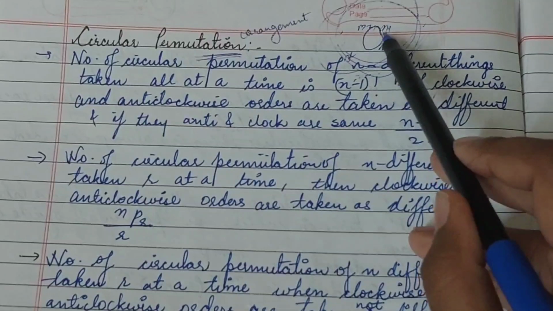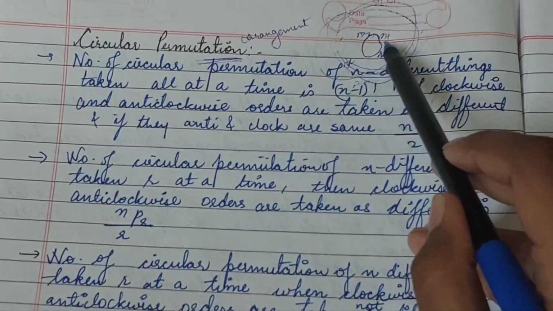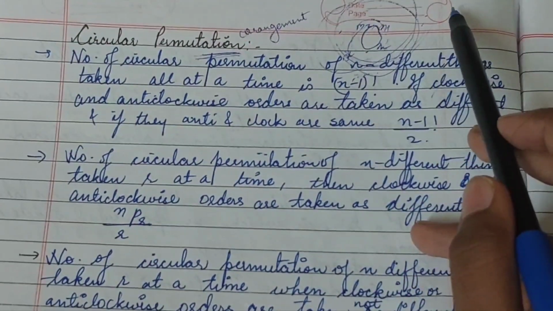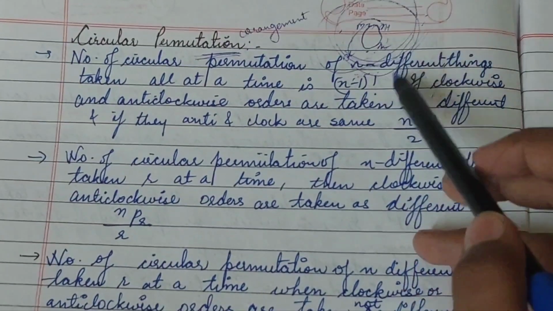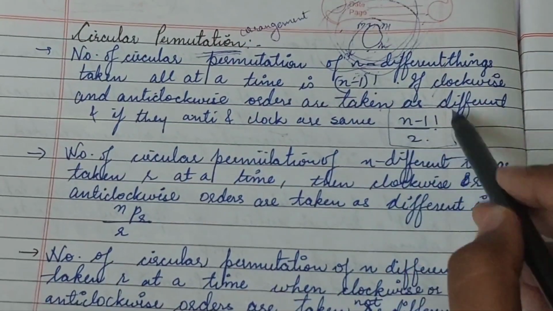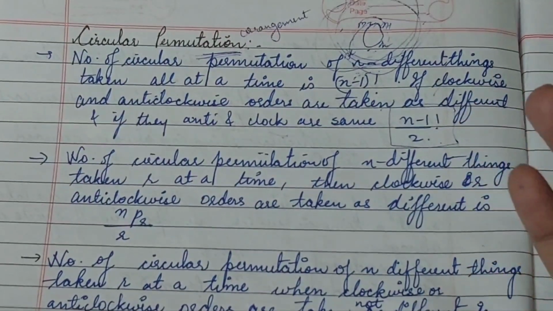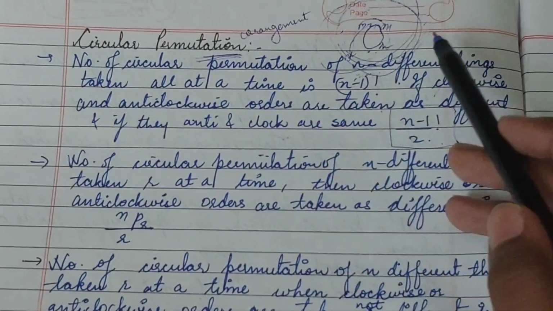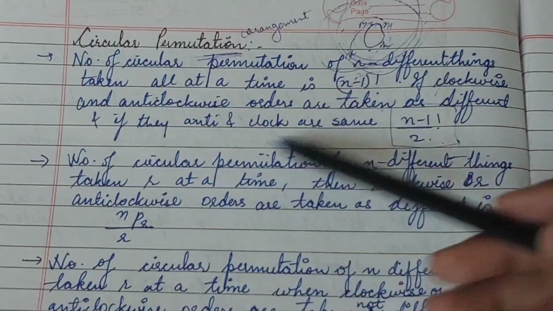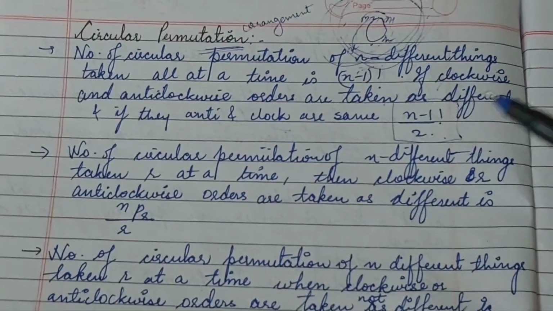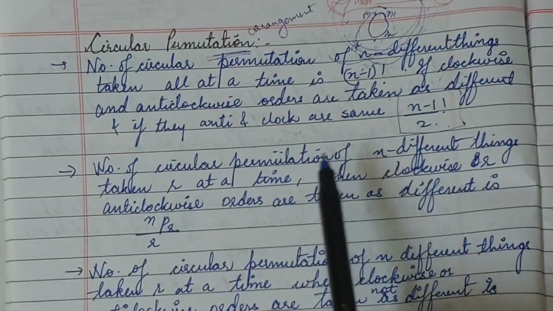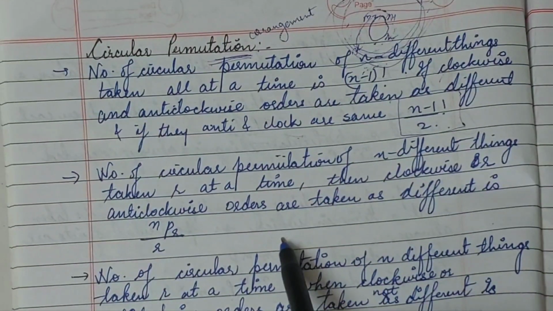Sometimes we will put it up such that when we go anti-clockwise, it will be the same as going clockwise. When both the anti-clockwise and clockwise arrangements are the same, then we have to divide by 2 because both things are the same. The arrangement is the same whether you take anti-clockwise or clockwise. And if clockwise and anti-clockwise are different, then you will have n minus 1 factorial. Simple. If the circular permutation is of n different things in which we have to take only r things out of it.